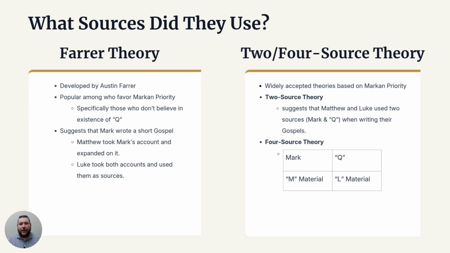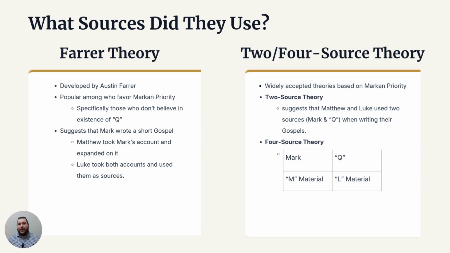So let's expand on how these authors actually utilize their sources. Aside from Griesbach, another model that rejects the Q source is the Farrer theory, which was developed by Austin Farrer in the 1950s. He argued for Markan priority, that Mark wrote first, Matthew expanded on Mark, and then Luke used both Mark and Matthew as his sources.